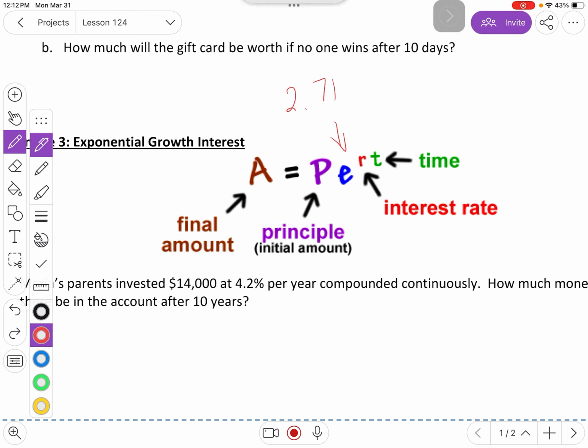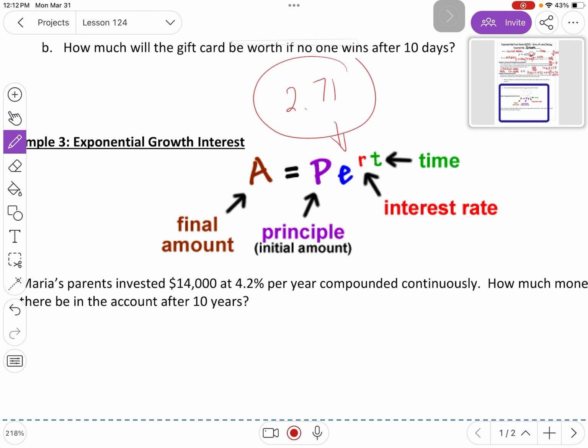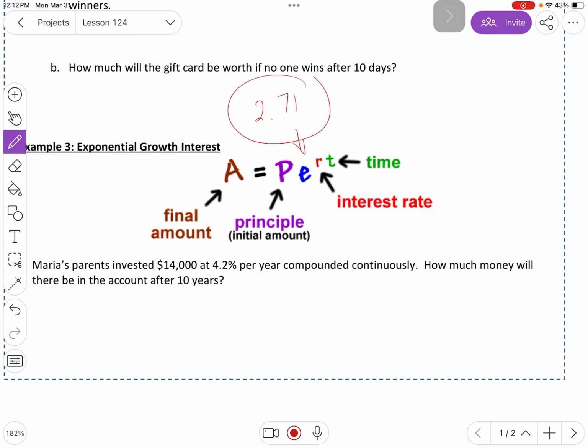All right? So this constant is special. It's a transcendental number in the sense that it is not the expression of the ratio of anything. It's an irrational number. It goes on forever like pi. And so let's look at this example, and then we'll try to make some sense out of this new equation you've got in front of you.